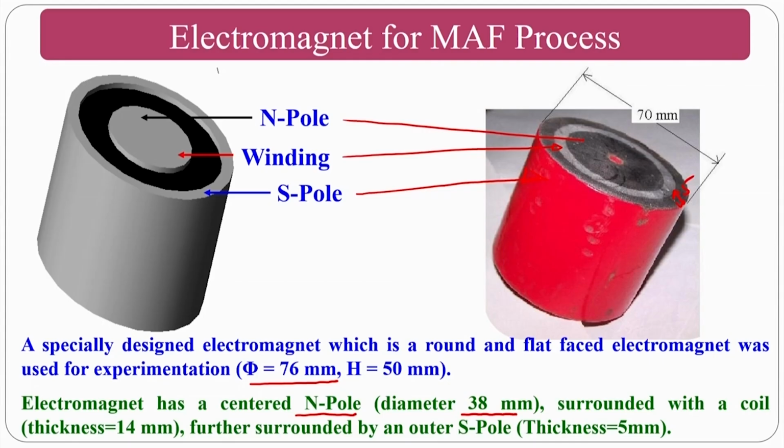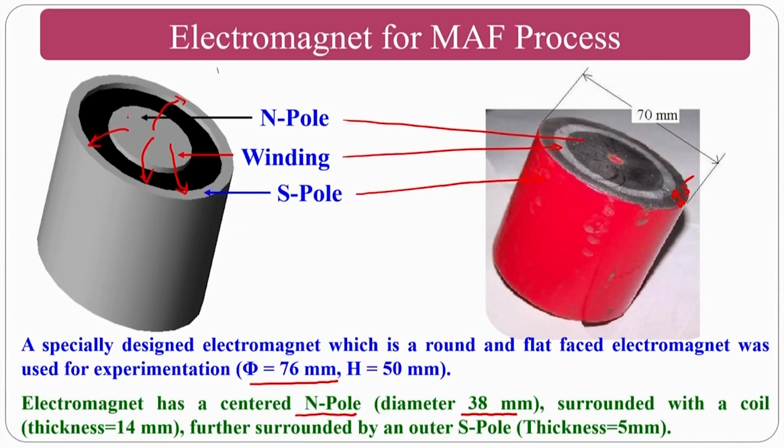Now what will happen, always the field lines will transfer from north pole to south pole. In that circumstance, you can give the relative motion so that you can do the finishing operation. How to do the finishing operation, and how the flexible magnetic abrasive brush will be formed, we will see in the upcoming slides.